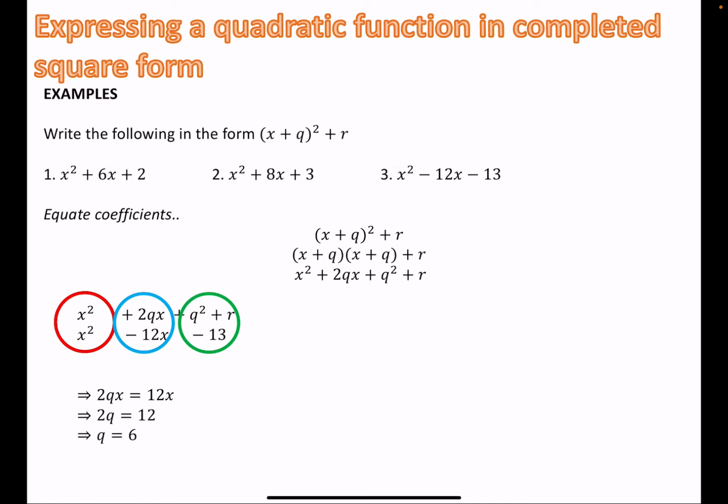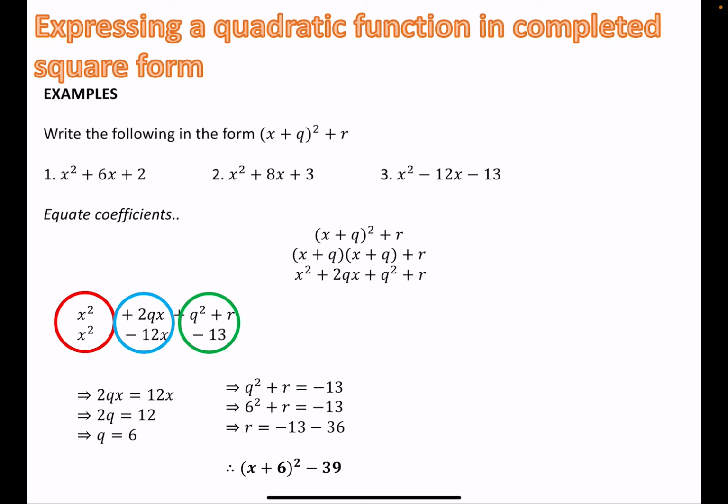So then everything else, the q squared plus r, must equal minus 13. And be careful, it has to equal minus 13 here. If you made it 13, then it's going to give you a different answer to what's required. We know what q is now. q is 6, so 6 squared is going to equal 36, in which case r is going to equal minus 13 take away that 36, which is minus 49. Mistake, sorry guys. So x plus 6 all squared minus 49 is our answer there.